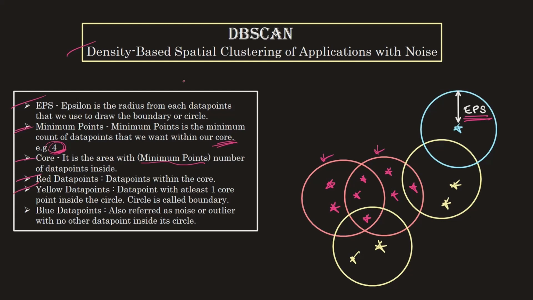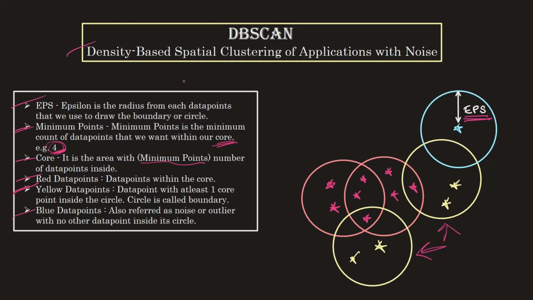And the next is yellow data points. These are the data points with at least one core point inside the circle. Try to observe these two circles, this one right here and this particular one right here. One common thing about both these circles is that both of them have a red data point inside their boundary. You can see here and here. But how is it making sense? The logic is if we have even one red point within our circle, then that particular circle or the other data points within that circle would not be identified as outliers.